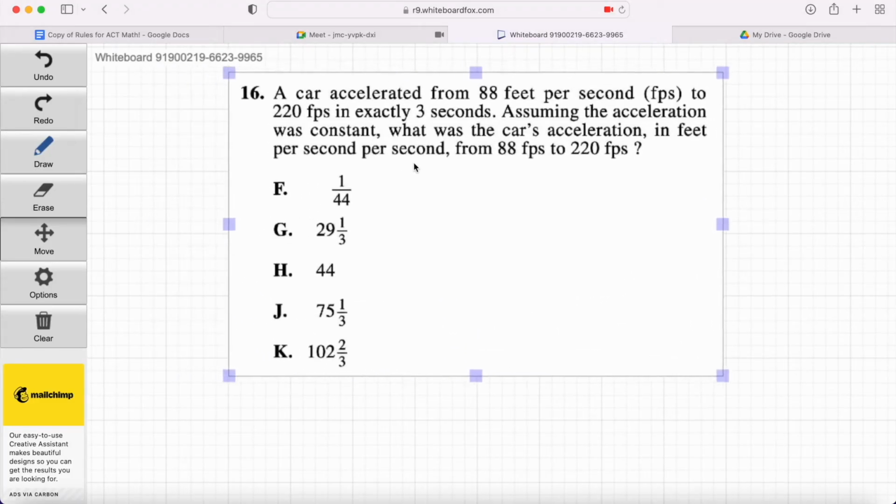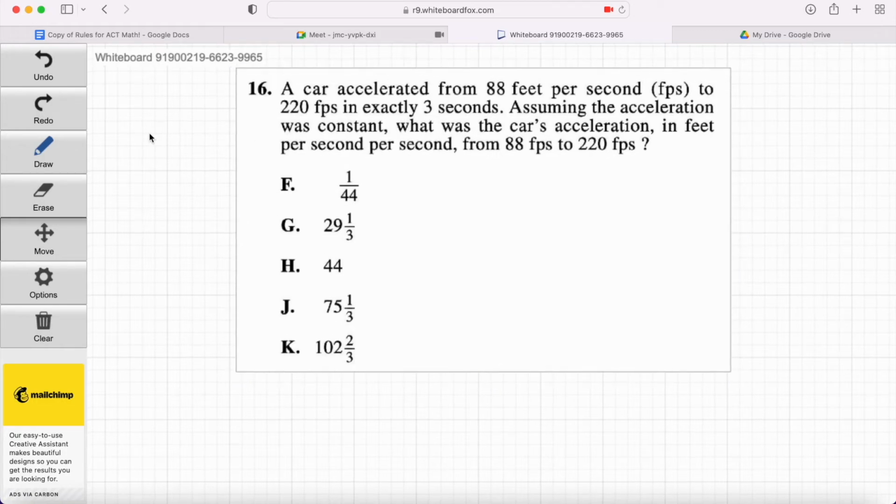All right, question number 16. Go ahead and read that for us, please. A car accelerated from 88 feet per second to 220 feet per second in exactly 3 seconds. Assuming the acceleration was constant, what was the car's acceleration in feet per second, from 88 feet per second to 220 feet per second?